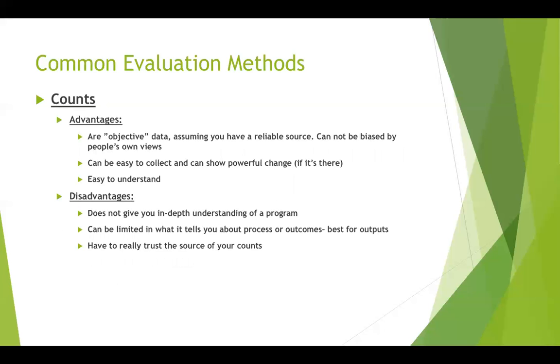Counts are pretty much exactly what they sound like. You look at counts, how much of something, right? So the advantage is that they are what we might call objective data, but this is really contingent on whether or not you have a reliable source, right? In theory, they cannot be biased by people's own views, but if you're looking at attendance records for your drop-in clinic and you have somebody who's been fudging the numbers, then of course they lose that objectivity. So you do really want to make sure you trust the source of your counts.